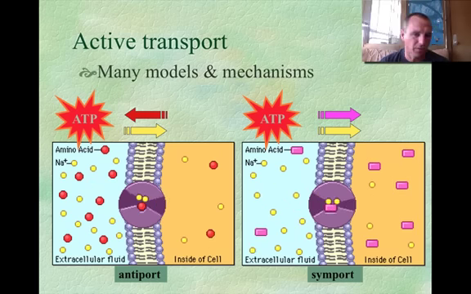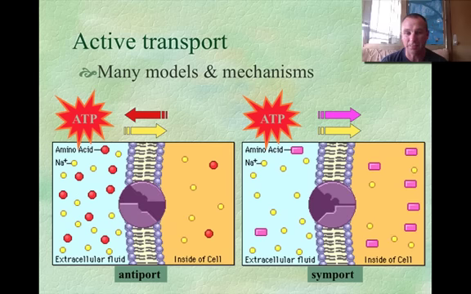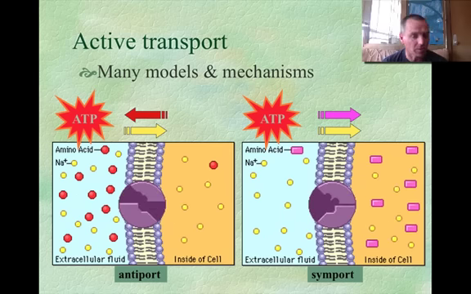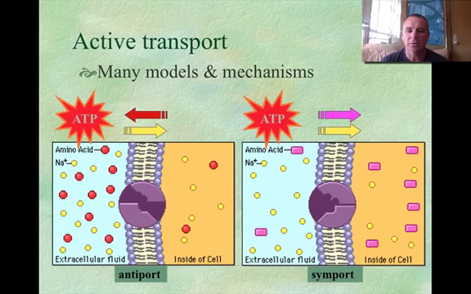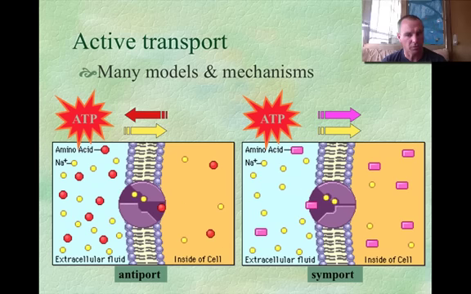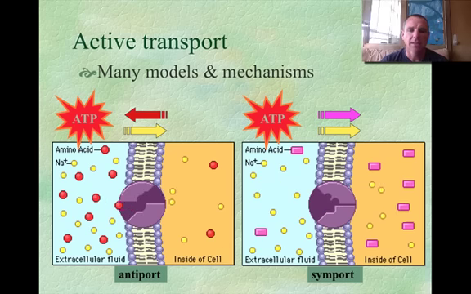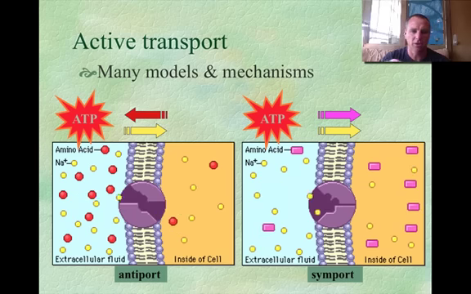Down here I've got two different examples of active transport. One is called antiport, in which molecules move to opposite sides of the cell simultaneously, such as these red and yellow molecules here, which are sodium and amino acid. The other one is symport, in which different molecules like amino acid and sodium move together from one side to the next. That is an example of active transport.